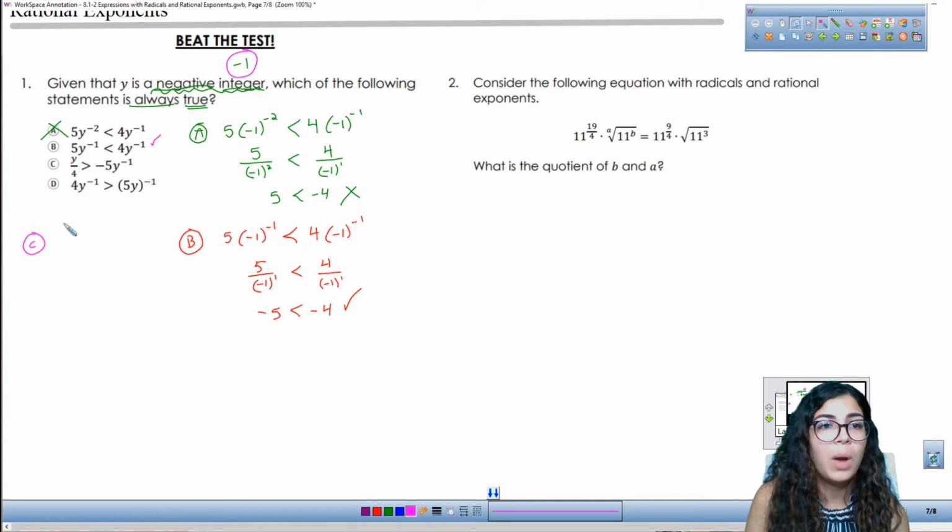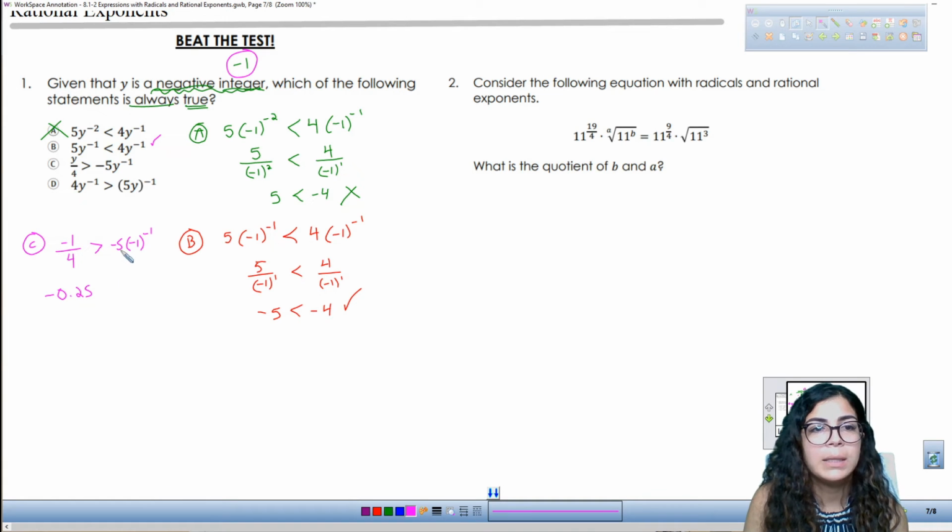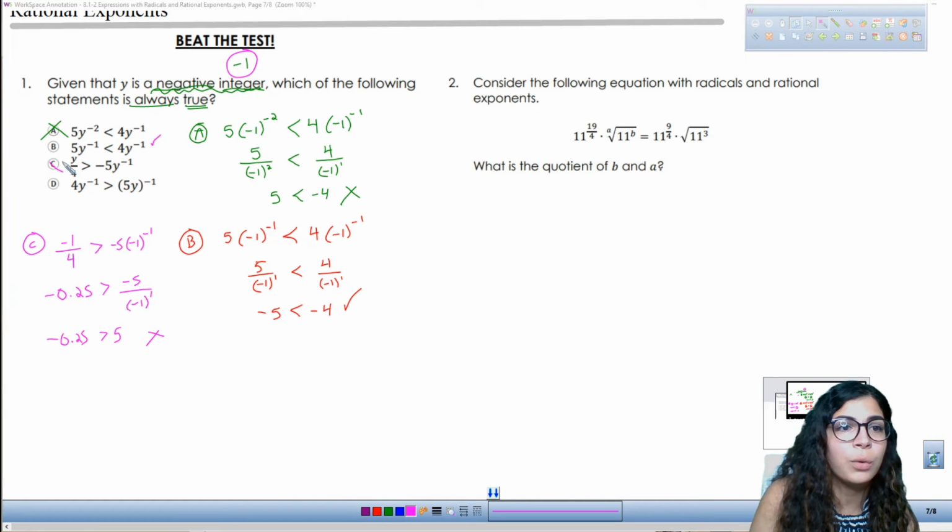So we have y, which again, we're checking with -1 over 4. Is that greater than -5 times -1 to the power of -1? Now -1/4 is just -0.25, right? And for the -1 to the power of -1, because the power is negative, I will bring that to the denominator and write it with a positive power. So we have -5 divided by -1, which is 5. So is -0.25 bigger than 5? No. A negative number is smaller than a positive number. So that one is also incorrect.